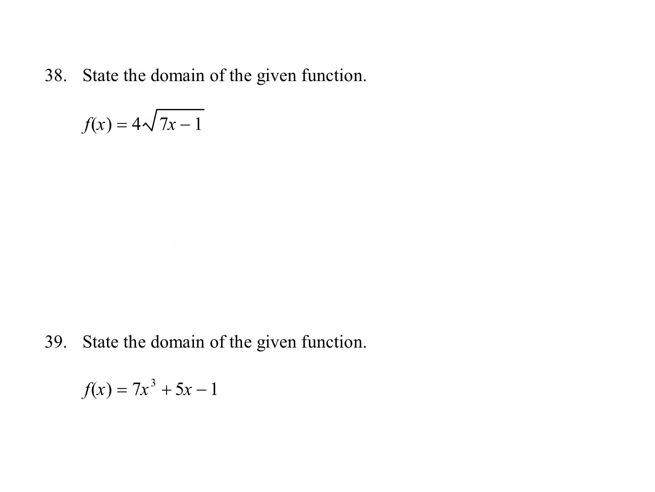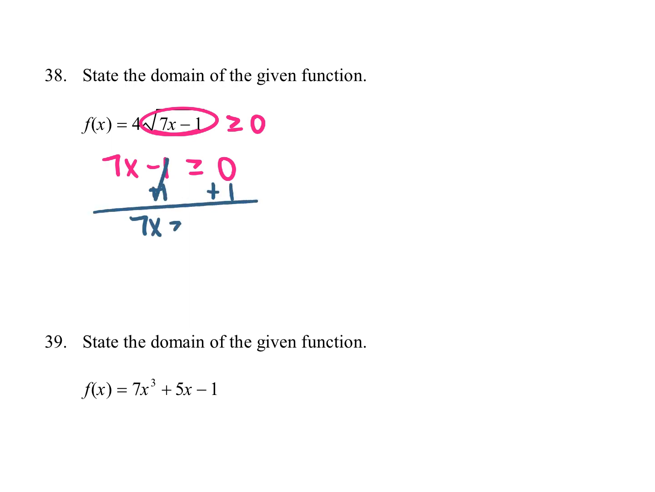For 38, you are determining the domain of the given function. You have f of x is equal to 4 times the square root of 7x minus 1. Because you have the square root there, you're going to take the part that's under the square root, set it greater than or equal to 0. So you have 7x minus 1 is greater than or equal to 0. You move the 1 over by adding it to both sides. You get 7x is greater than or equal to 1. You divide each side by the 7. You have that x is greater than or equal to 1/7.